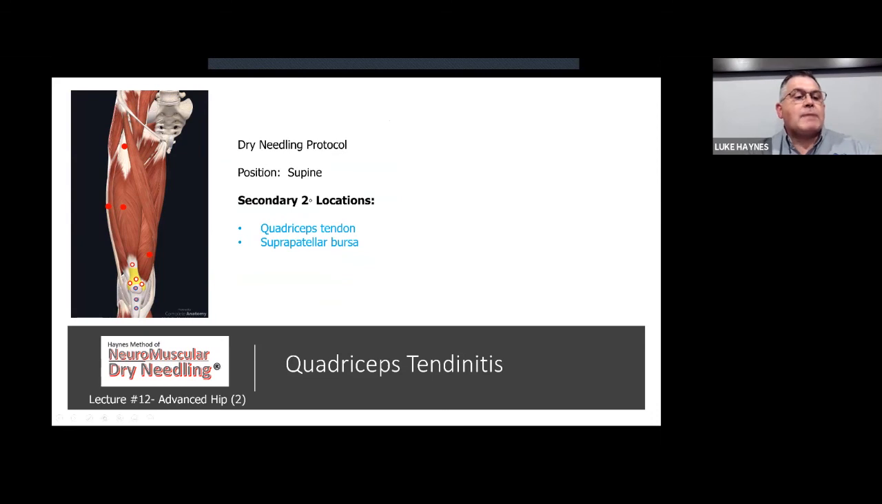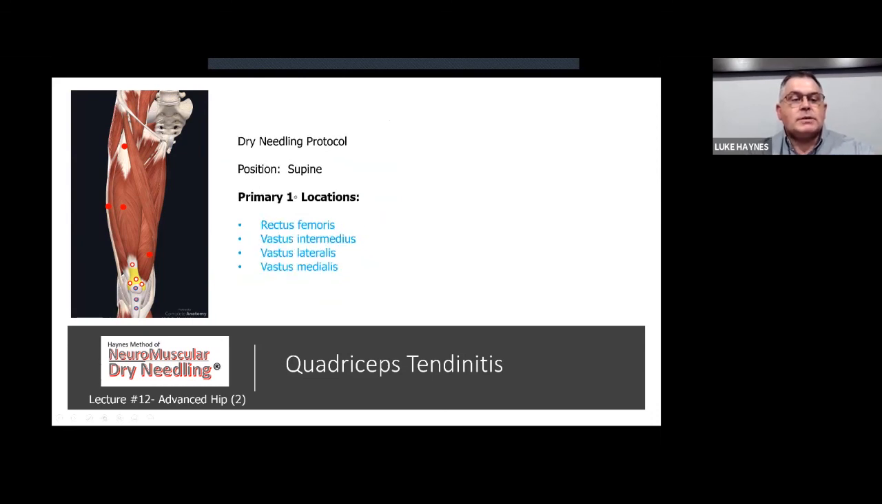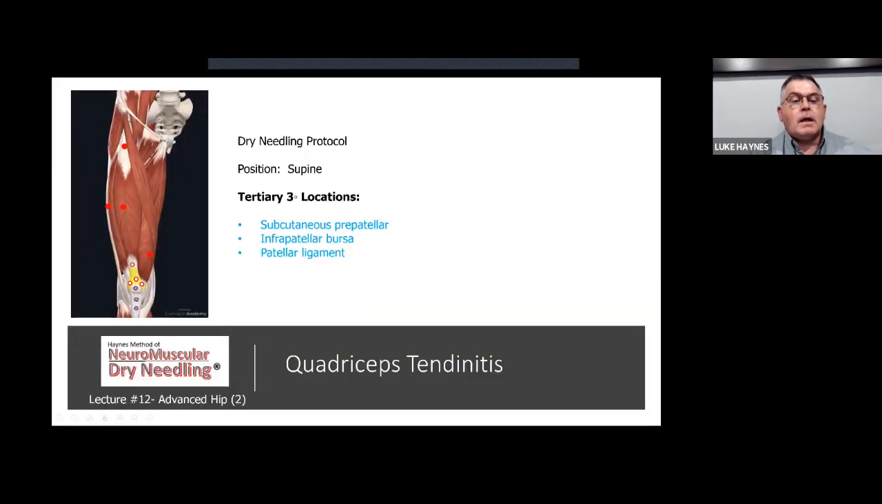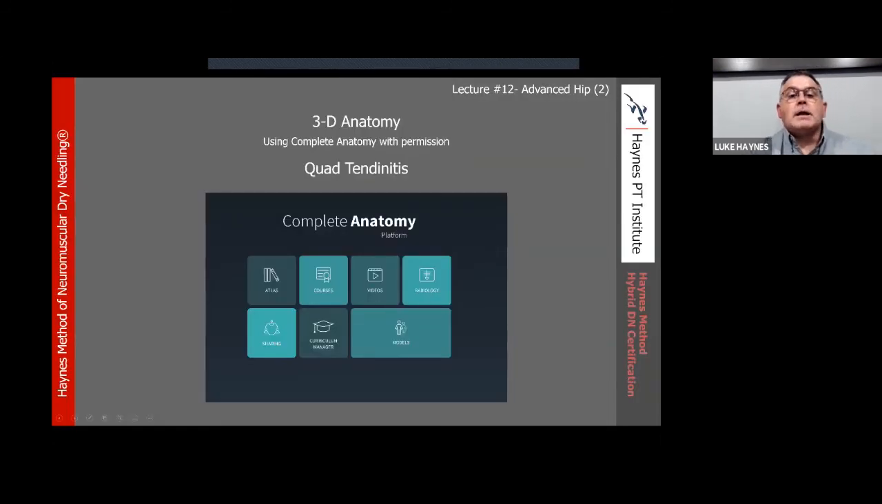Here, absolutely, first thing we're going to do, we want to catch the quads: rec fem, vastus intermedius, lateralis, medialis. Then we want to hit the quadricep tendon and the suprapatellar bursa. Then lastly, the subcutaneous prepatellar bursa, the infrapatellar bursa, and then the patellar ligament. A lot of words.